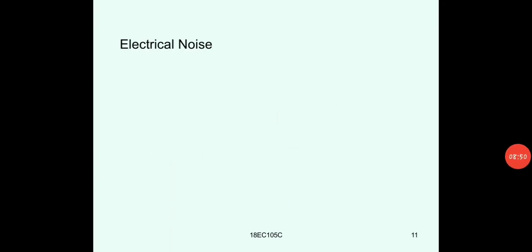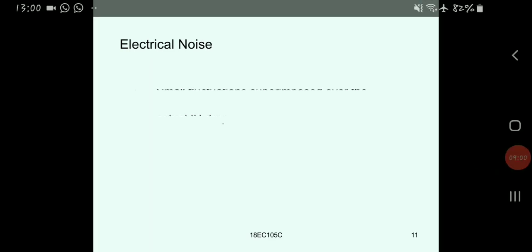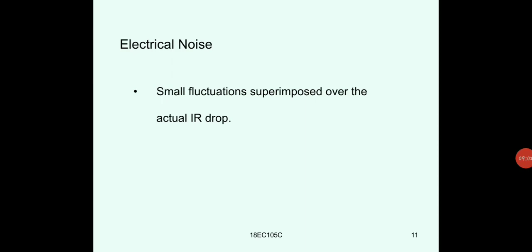Now let us see into the electrical noise. Here this consists of small fluctuations that are superimposed over the actual IR drop, that is the current into the resistance value of the component. This refers to the electrical noise because it is in terms of voltage. So the other one is the thermal or the Johnson noise.